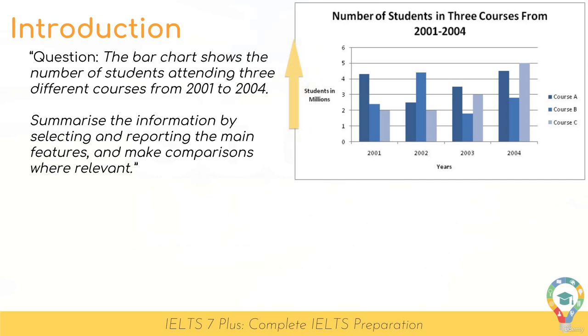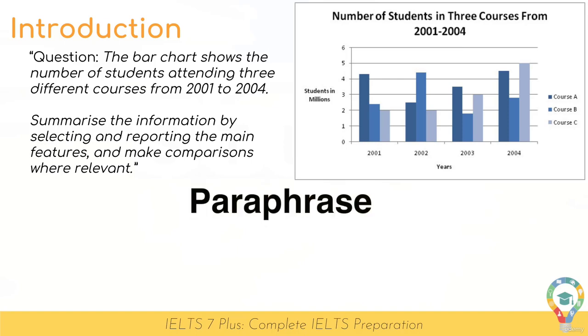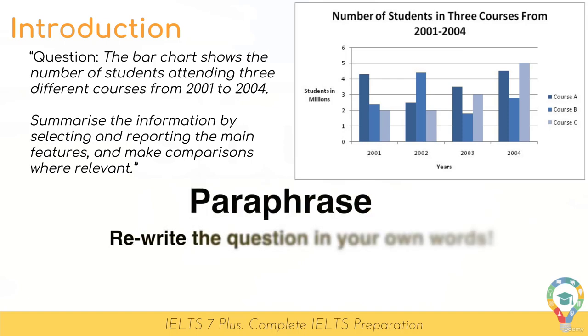On the vertical y-axis, we have students in millions, and on the bottom x-axis, we have the 4 different years. To the right of the bar graph, there is a key which gives us the 3 different courses. To write our introduction, we will need to paraphrase the question, which simply means to write it again, but to use our own words.